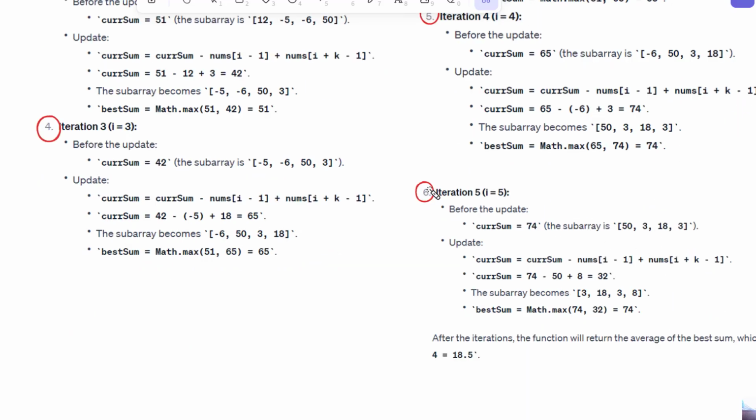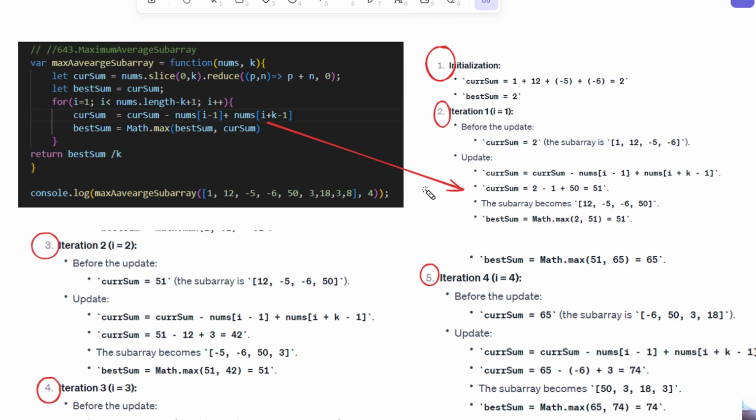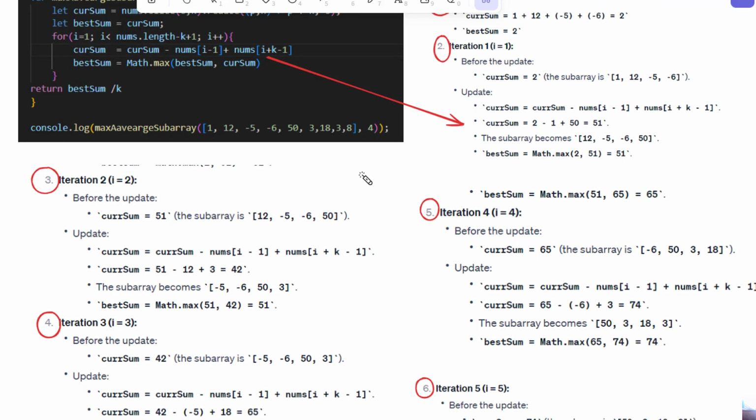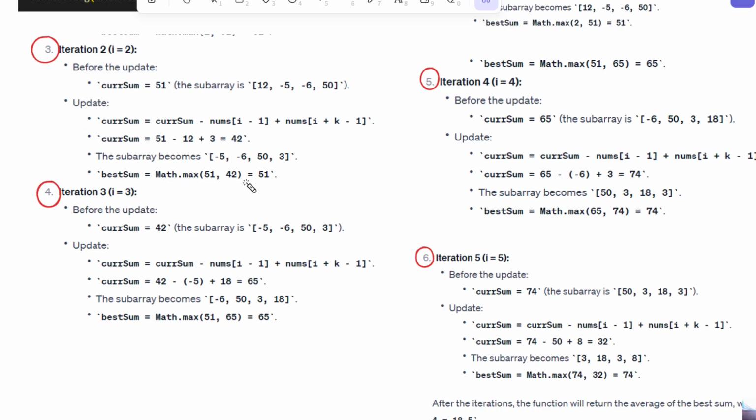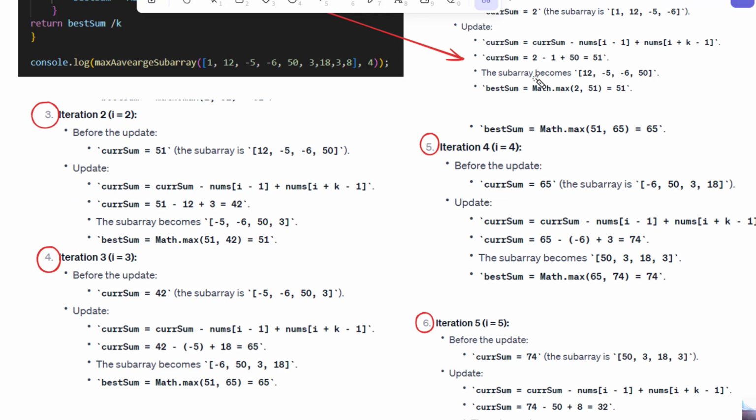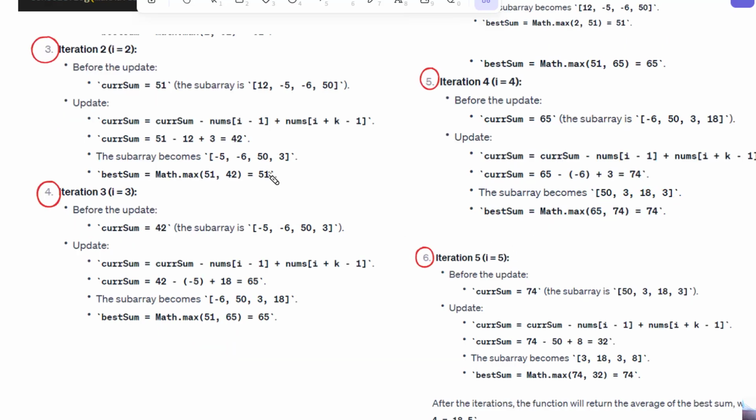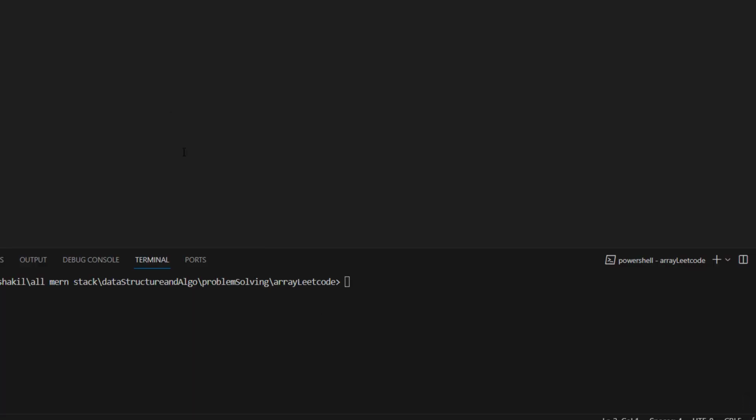And another thing it will do, it will create the best sum, and best sum is by Math.max. Every time it is updating with the maximum value, right? Among 2 and 51, it is 51. Among 65 and 74, it is 74. Among 51 and 52, okay, you will understand, no problem. So let's dive into the code.